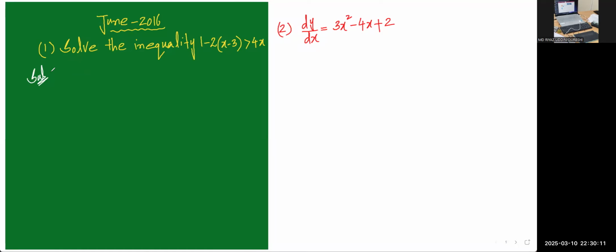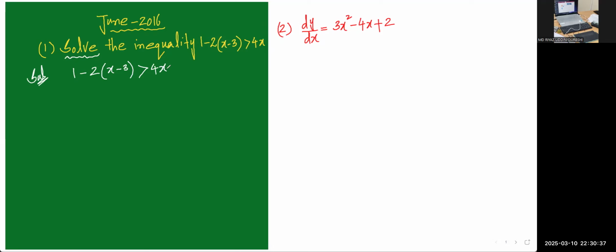First question, we are solving the inequality. Solve, if this word is given, it is simply asking the value of x. Either it should be less than or greater than, we'll see what happens. 1 minus 2 times (x minus 3) is greater than 4x.